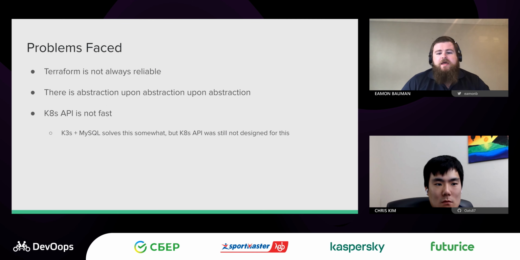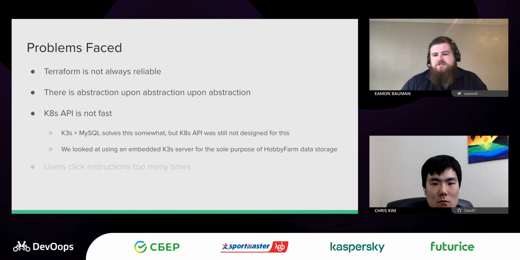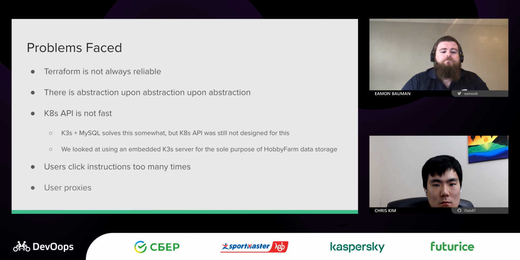The Kubernetes API, though, was still not designed to be used for a traditional two-tier web application, so it's still kind of a hack on a hack. We're looking at using an embedded K3s server for the sole purpose of HobbyFarm data storage. That's part of the conversations we're having on the next generation of HobbyFarm and what its architecture will look like.